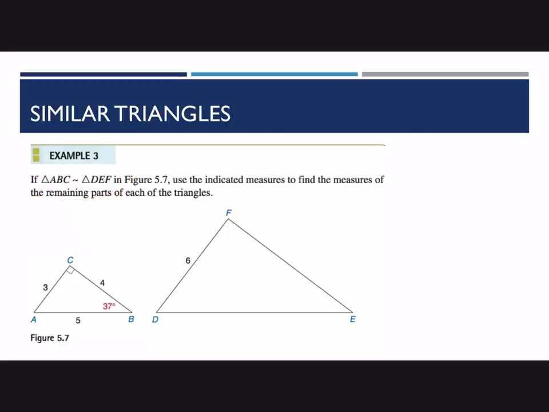So we want to use that information to find the measures of the remaining parts of each triangle. So what they mean by that is we want to know all three sides and all three angles in both triangles. Okay, so first of all, I can see based on the way these are oriented that the correspondence is here. So like A and D, B and E, and C and F. Okay, so everything's sort of as expected.